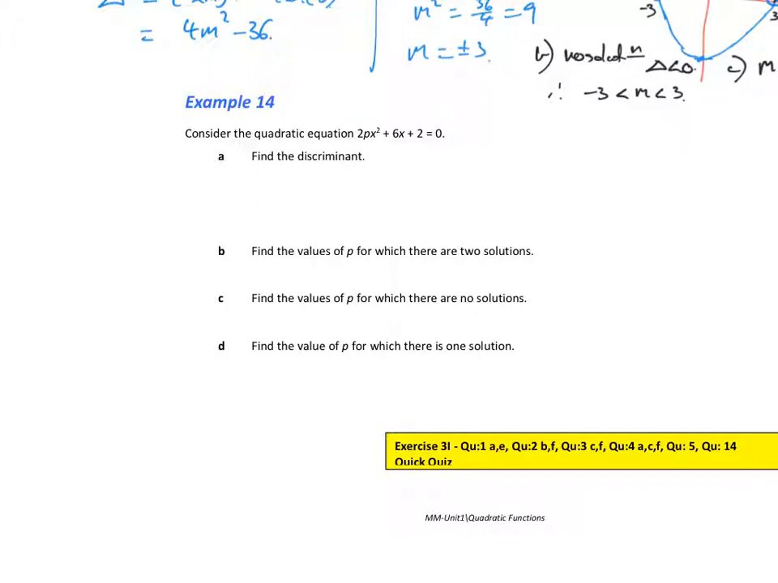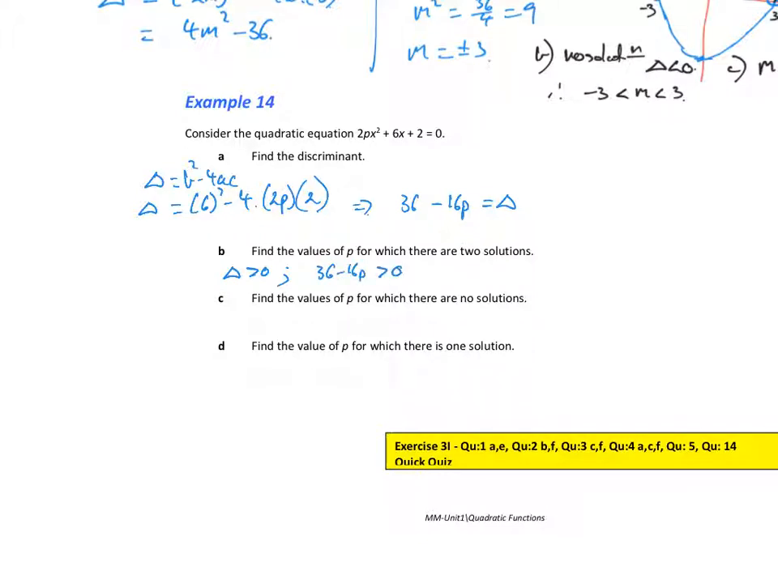Okay, so very similar question. Consider the quadratic equation, find the discriminant. So discriminant is equal to b squared minus 4 times a times c. So that's equal to 36 minus 8, 16p, and that's what the discriminant is equal to. So for part B, find the values of p for which there are two solutions. So two solutions means the discriminant is strictly greater than 0. So therefore, 36 minus 16p has to be greater than 0. So 36 has to be greater than 16p. Therefore, p is going to be less than 36 on 16. 4 goes into that, doesn't it? Which is 9 on 4. So p has to be less than 9 on 4 for two solutions.